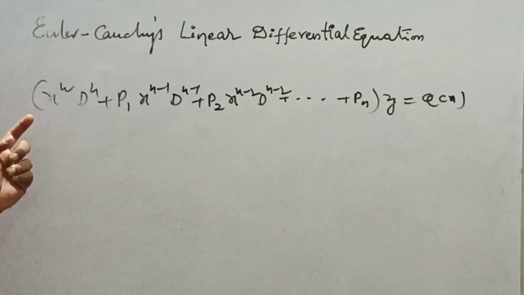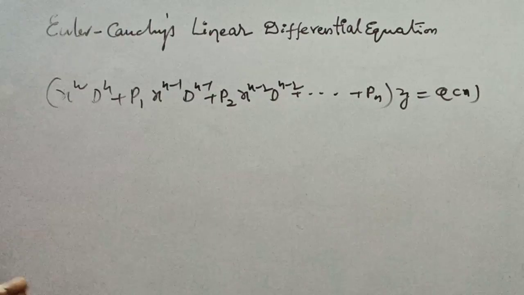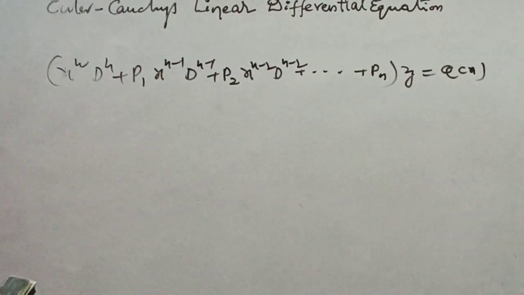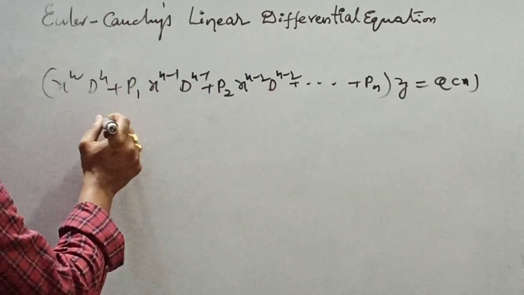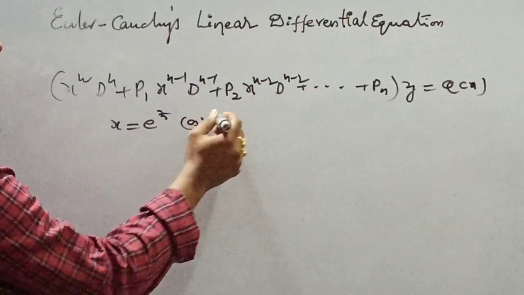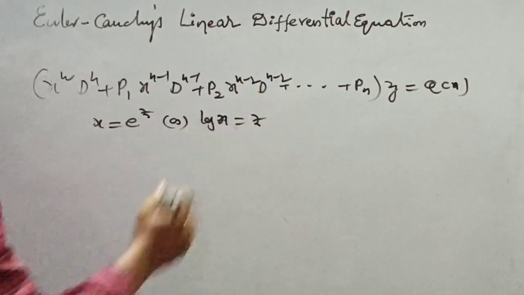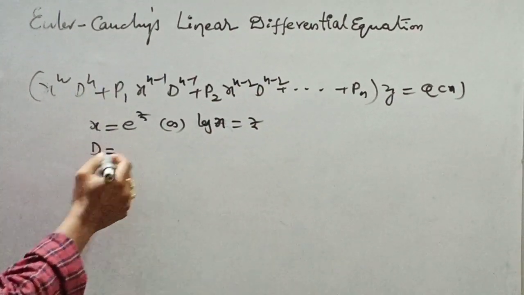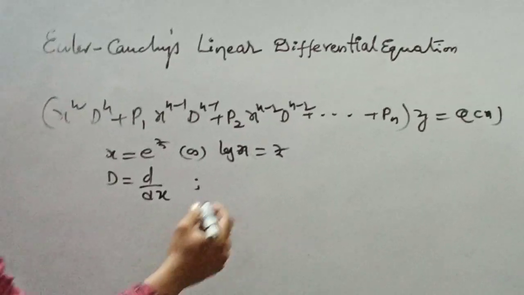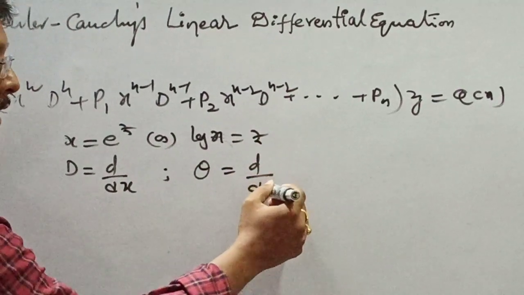As we know the solution of higher order differential equations with constant coefficients, you can reduce this form into constant coefficients form by taking x equal to e to the power of z, or log x equal to z. Okay, we know capital D equal to the differential operator d by dx. Now you can introduce another differential operator theta with respect to z, that is d by dz.